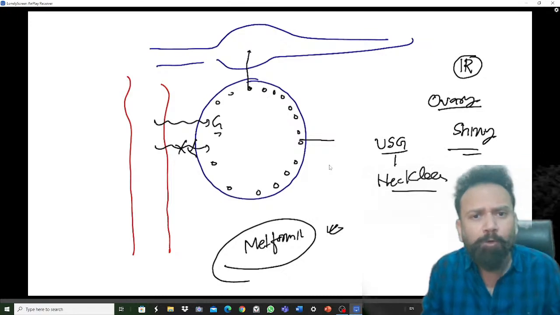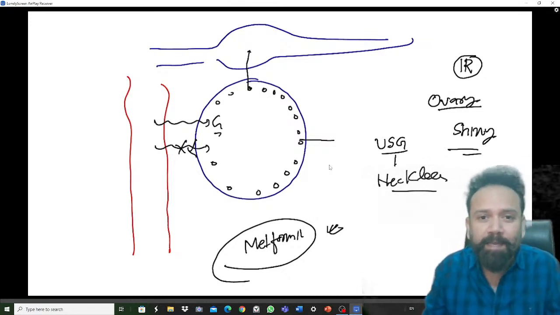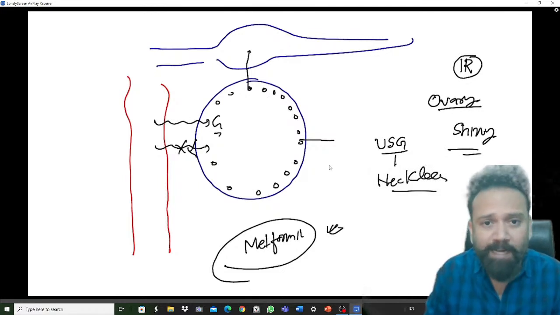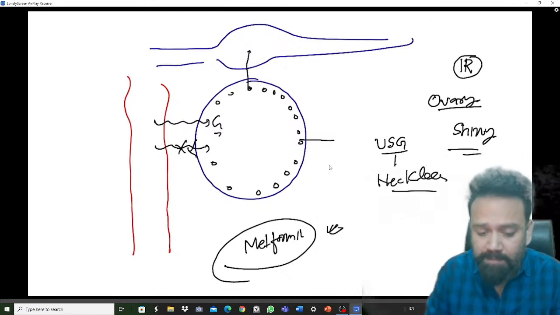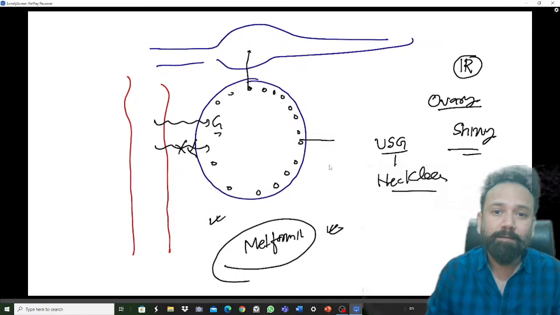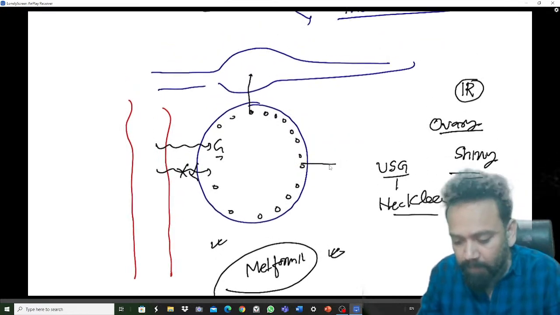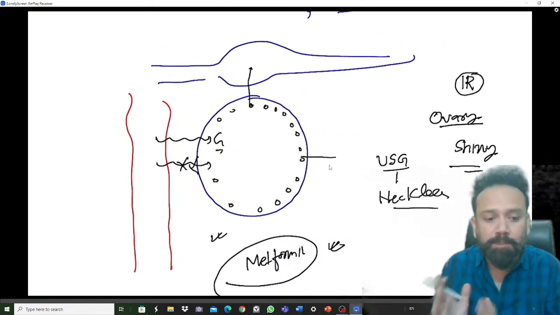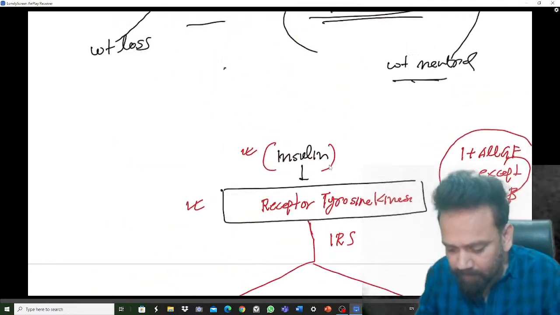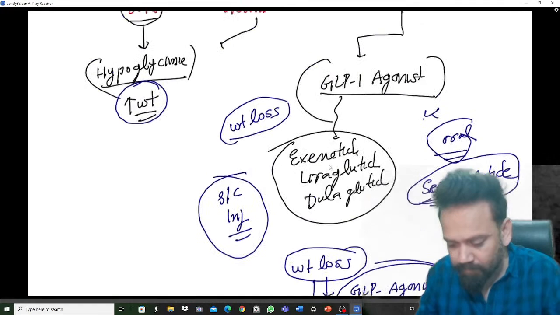Why don't you give pioglitazone? It can cause weight gain again. Weight gain is the problem. So pioglitazones are not given in PCOD cases because those females are already obese. So you should always give metformin. See, with a simple diagram, you have integrated so many things. Yes or no? Let me go back to the diagram and just summarize.